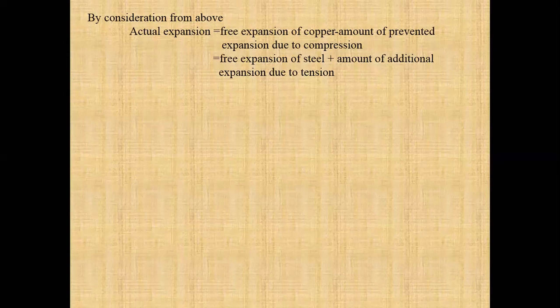And the second consideration, that is the first consideration as I wrote in that first one. So this should be understood properly. Actual expansion is equal to free expansion of copper minus the amount of prevented expansion due to compression. And that must be equal to free expansion of steel plus the amount of additional expansion due to tension. So if we continue this, we'll convert that into a mathematical model.